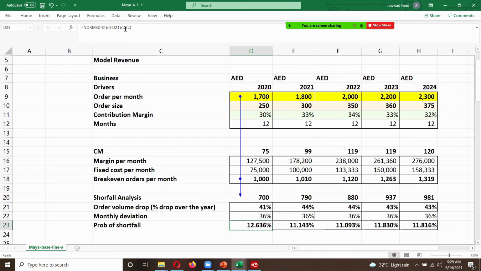How we calculate that number, we'll come back to later. Right now, don't worry about the mechanics. Just focus on the concept. Just focus on the question. What is the question? The question is, what's the probability of me not meeting my fixed costs on a monthly basis based on my historical trend? The answer to that question is 12.636%.